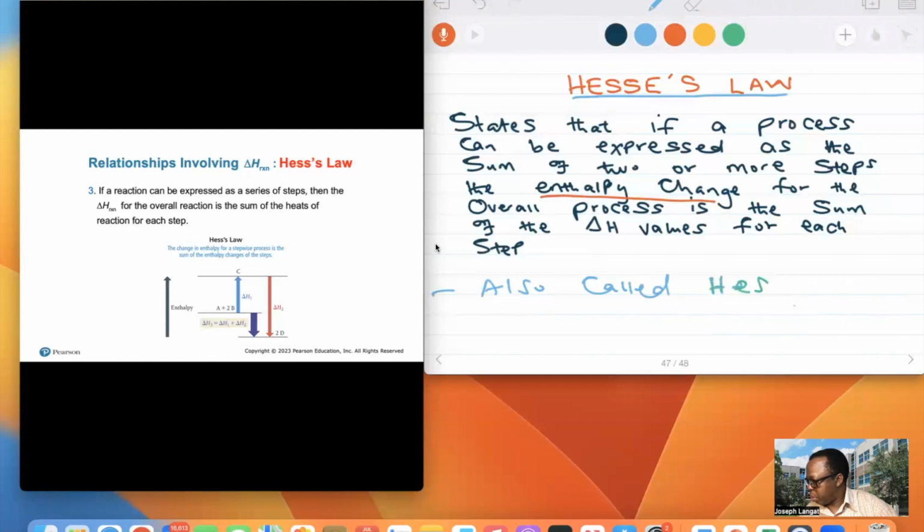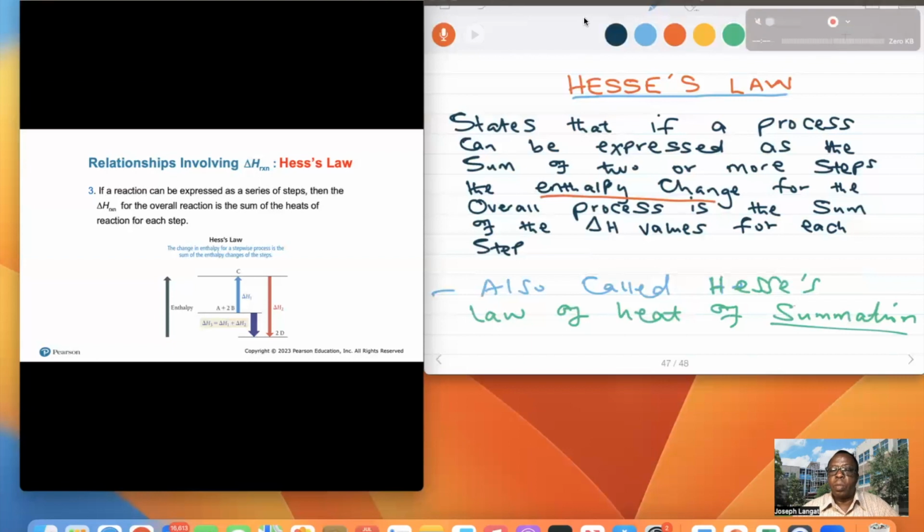Hess's law of heat of summation, from the word sum. When you find the sum of 2, you are adding. So Hess's law is sometimes called the Hess's law of heat of summation.